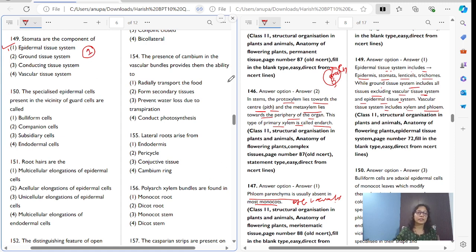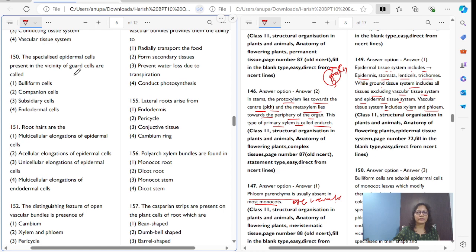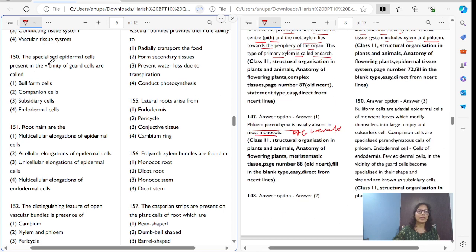Now let's move to the next question, or the last question of this part, that is question number 150. And question number 150 states that the specialized epidermal cells present in the vicinity of guard cells are called. And the options are bulliform cells, companion cells, subsidiary cells, or endodermal cells. Let's take a look at all these types of cells.